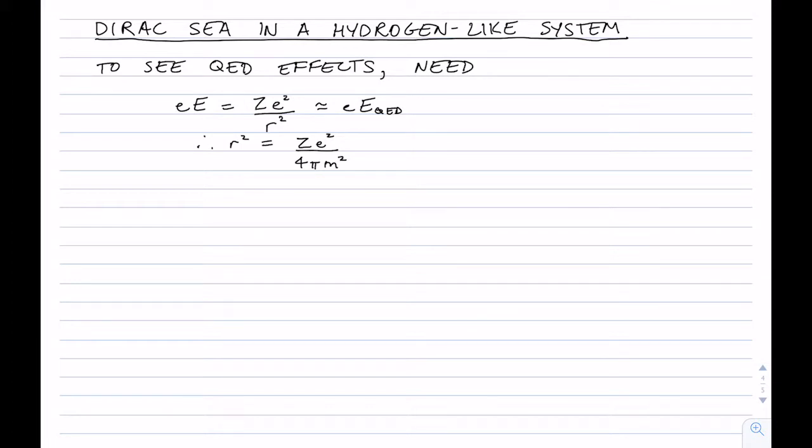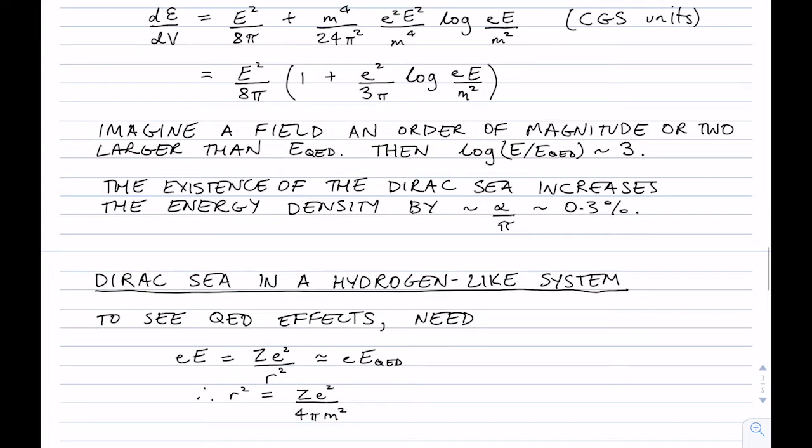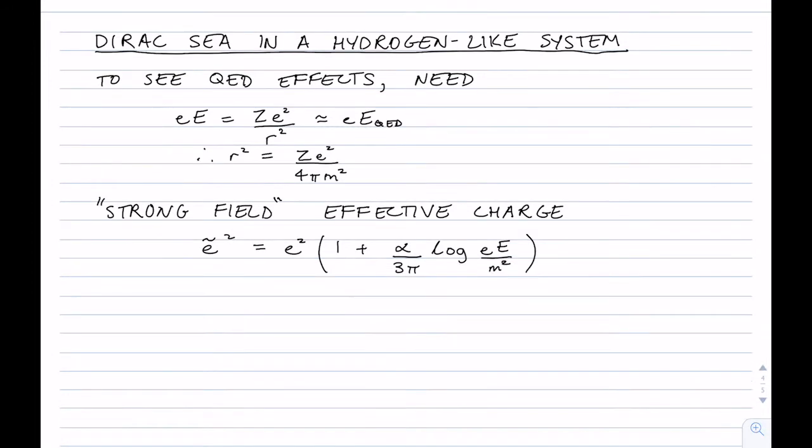Okay, and then you say that when the electron is close to the nucleus, its effective charge will increase. If you have a look at how the field works, it increases the energy density, but another way of thinking of it is that it increases the effective charge. e tilde squared is like the regular charge, but increased by that factor that we saw before: 1 over 3 pi times some large logarithm.